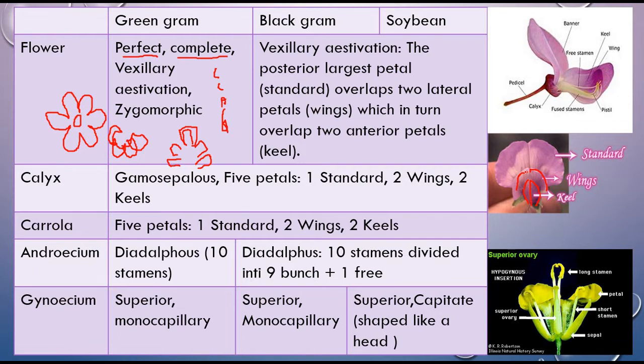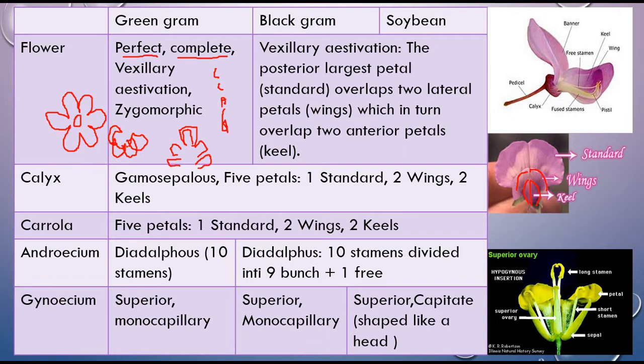So the arrangement of the pulse family flower is like that. There is one standard, two wings and one keel. The standard encloses two wings and the wings enclose the keels. This arrangement of the petals is called vexillary estivation. Okay, so in tomato and brinjal we see the valvate type of estivation.